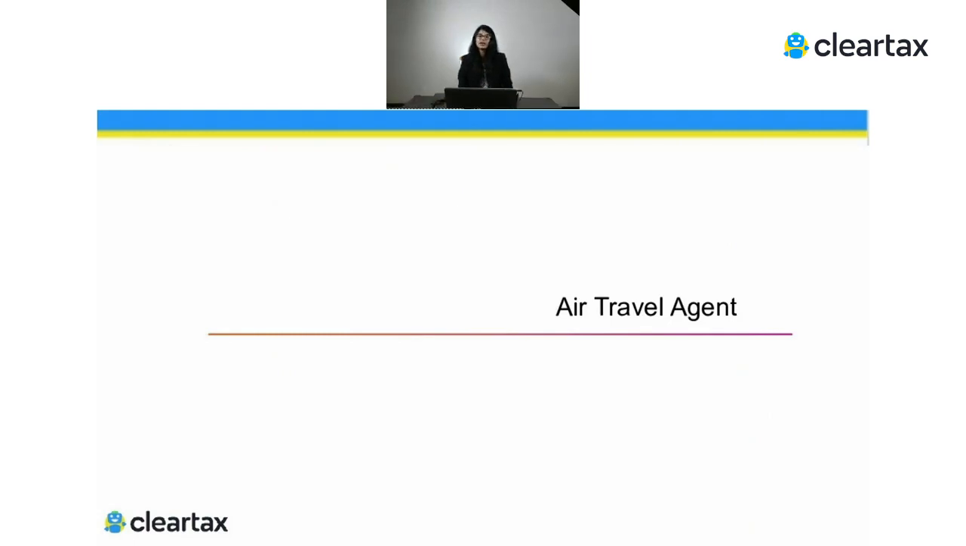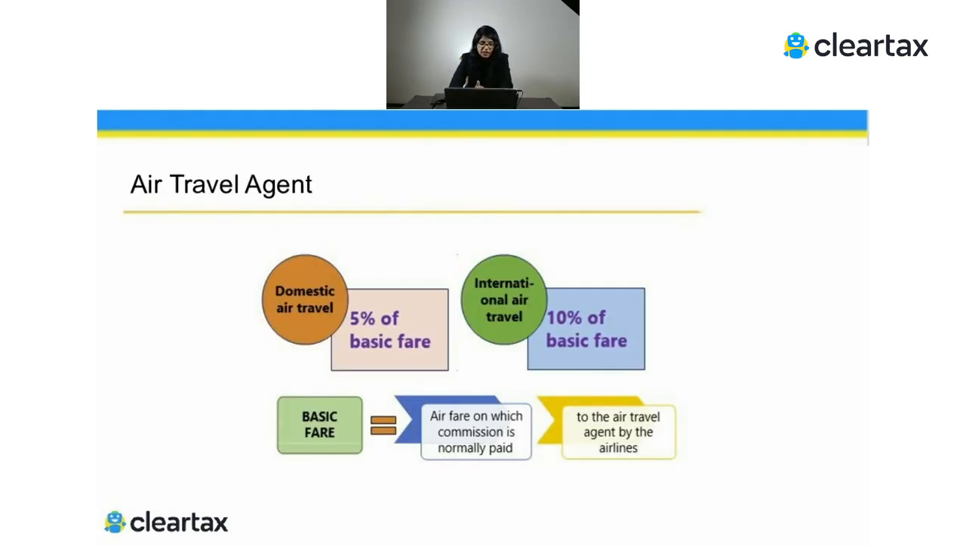The other part is air travel agent. If we talk about an air travel agent, obviously he's booking a lot of flights, right? Sometimes we don't understand what should be the value for it, because that person sometimes charges too much and sometimes is not even charging. So here we have to see first whether it's a domestic supply or an international supply. Basis that, we compute the taxable value. If it's a domestic air travel, then it's 5% of the basic fare. And if it's an international air travel, then it's 10% of the basic fare. And when we're talking about the basic fare, it's the airfare on which commission is normally paid to the air travel agent by the airlines.